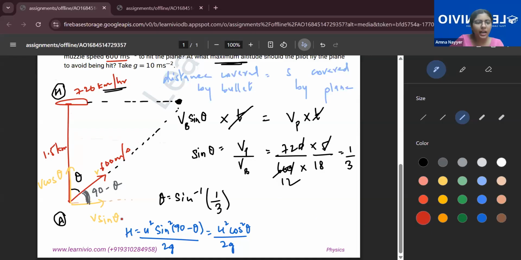How? Let's say I make a triangle. If sine theta is 1 by 3, what is sine theta? How do we write sine theta generally from your lower classes? If this is theta, it is perpendicular by hypotenuse. That's the basic formula of sine theta. Yes, ma'am. So this is 1, this is 3. Sometimes in the question you will find it written sine 1 and 3. That means this is the perpendicular, this is the base.